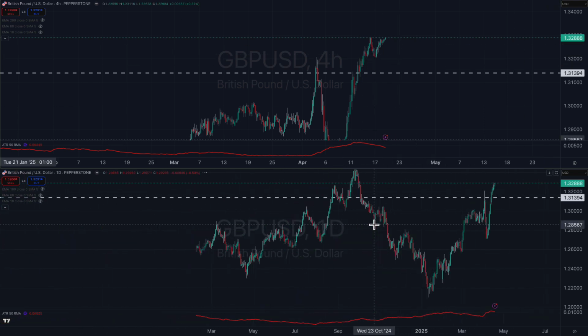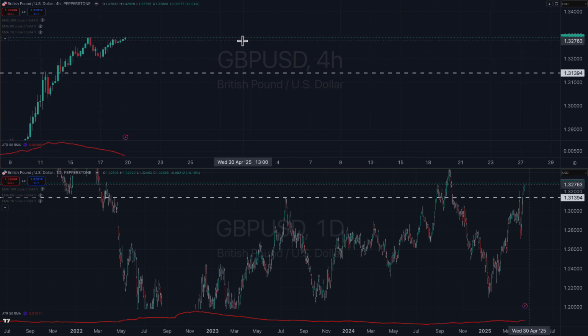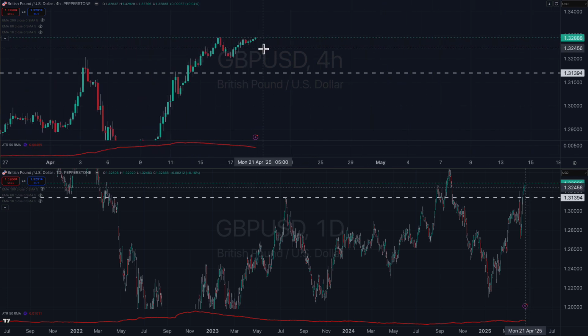If we zoom out a little bit, we can see that we were looking at the resistance area from the 13th of July 2023. The market here is broken out above that. Now we need to look to see where is it that we would initiate trading opportunities. Now there are going to be 2 areas.